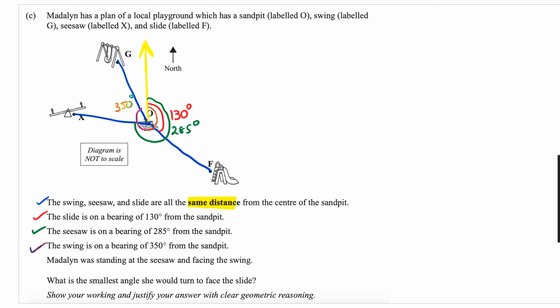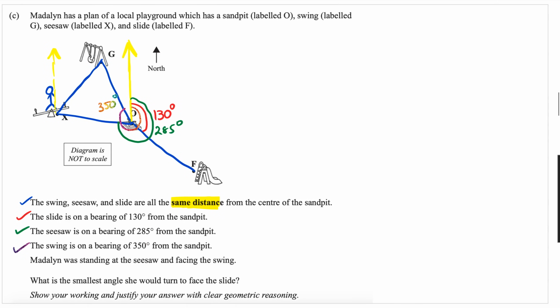All right, so once we have that, it now says that Madeline was standing at the seesaw. And she's actually facing the swing. This is the part where we need to be careful about. Where is the swing? Oh, she's actually facing the swing, so she's facing this way. And then we're trying to figure out what's the smallest angle she would turn to face the slide. So we're basically trying to figure out what that angle there is.